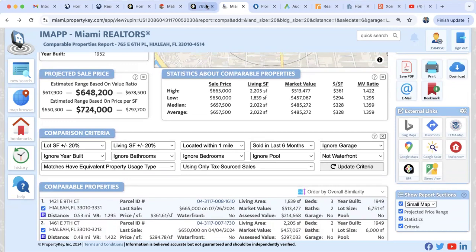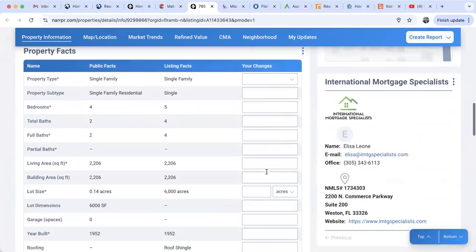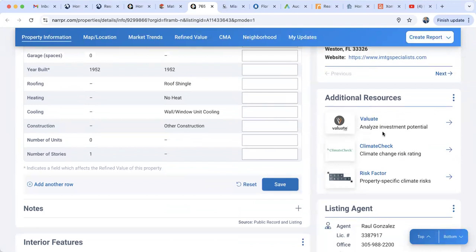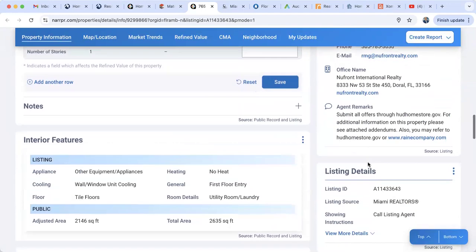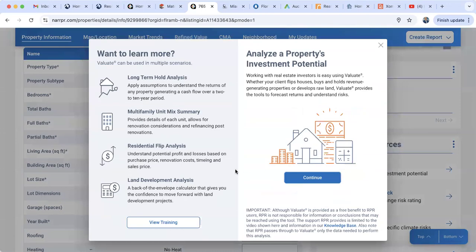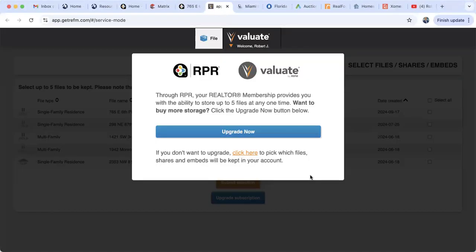So we have RPR open. You're going to scroll down and find a program on the right-hand side under additional resources called Valuate. Can everyone see it here? We're going to find this program and select Valuate. It's going to open this window, and you are going to click on Continue. We're going to now try and find a valuation for the investment returns.